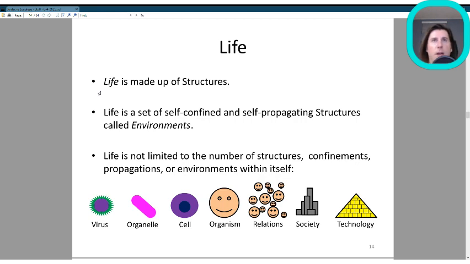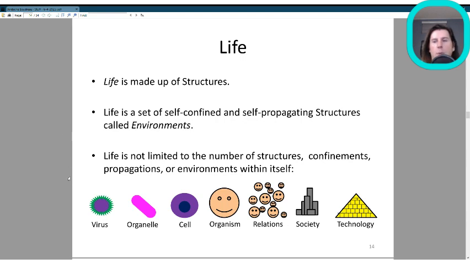Life is a set of self-confined and self-propagating structures called environments. This is more thinking about a structure. Here's a structure, here's another structure, and they've created something inside of the structure that is different from the outside of the structure. So it can propagate. I'm at cell level with this. You can have an internal differentiation from just the energy around you. So life is not limited to the number of structures, confinements, propagations, or environments within itself.